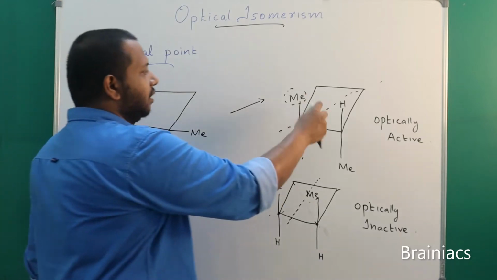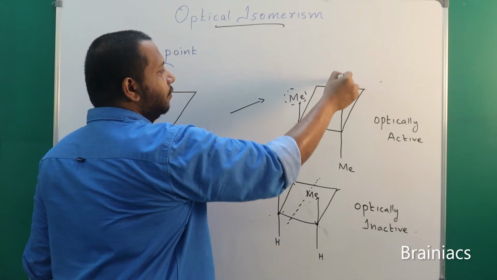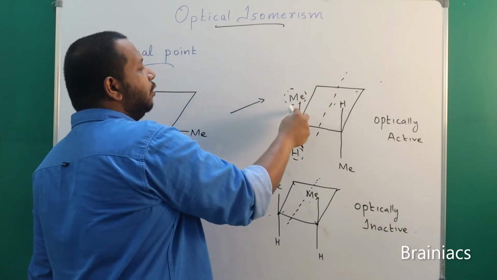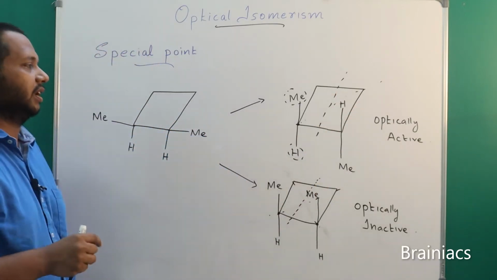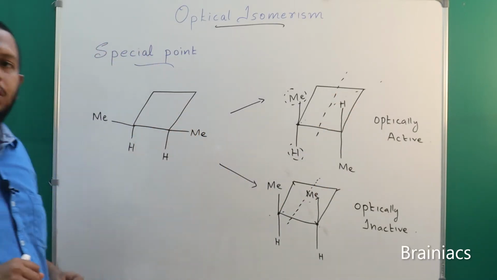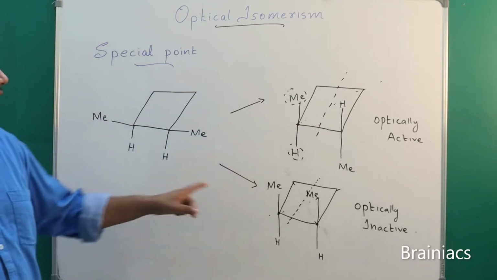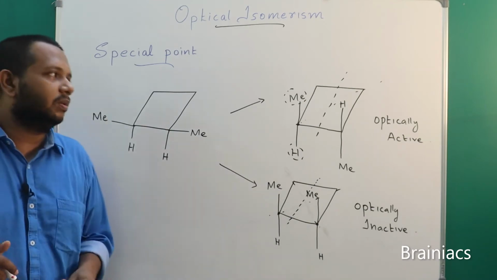Why? Because here, if I try to divide this into two halves through one plane, you can see in one half a methyl group is projecting upwards, and in the other half the methyl group is projecting in the downward direction. So both halves are not similar. That's the reason why I say the first molecule is optically active and the other one is optically inactive. Okay, I hope this point is very clear for you.